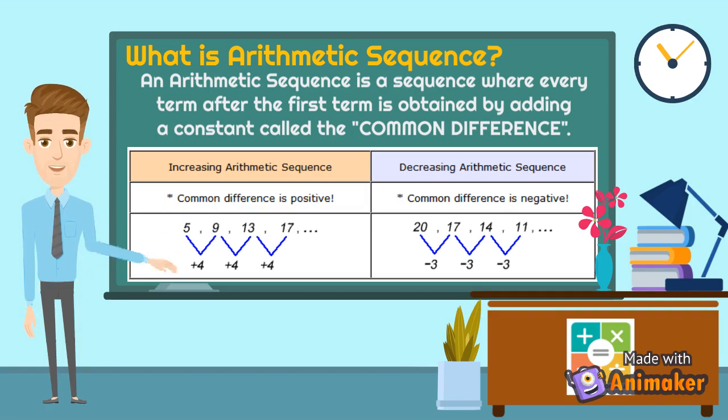On the other hand, when the common difference is negative, we say that the arithmetic sequence is decreasing. Example, 20, 17, 14, 11, and so on, that is being increased by -3.